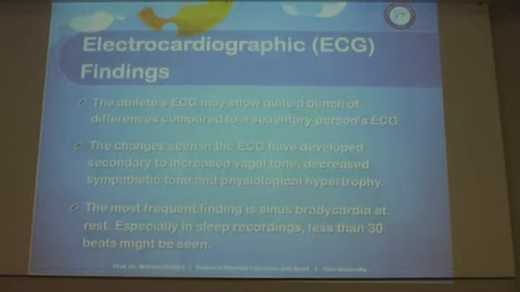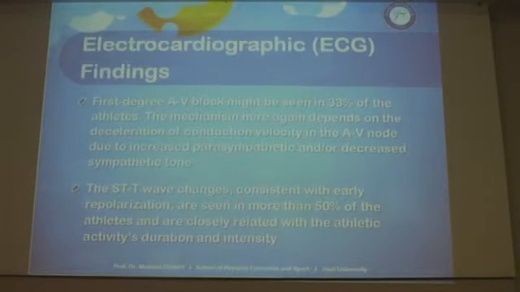per minute. So at that time maybe we must use electrical devices as a stimulation to the sinus node. First degree atrioventricular block might be seen in 30% of the athletes. The mechanism here again depends on the deceleration of conduction velocity in the atrioventricular node due to increasing parasympathetic and or decreasing sympathetic tone.